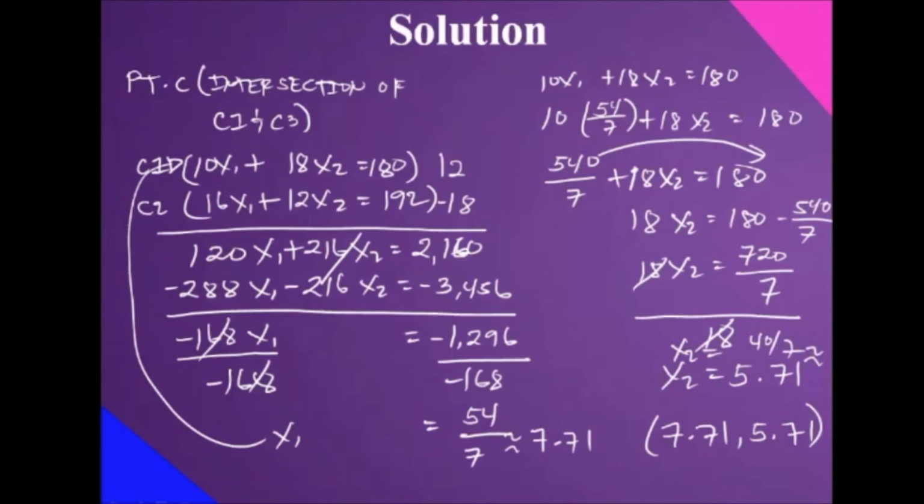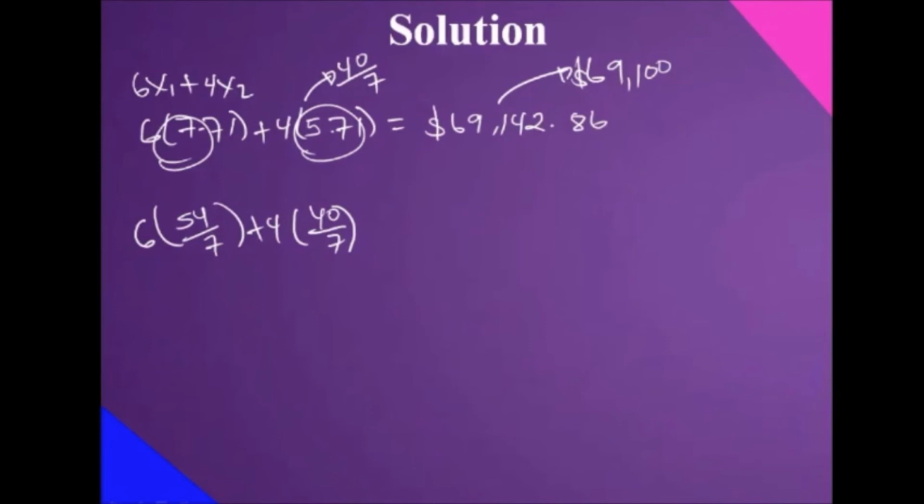Katumbas niya ay 5.71. Now, if ganyan ang ilalagay ninyo sa ating objective function, i-perform ninyo sa Calcu yan ngayon. 6 times 54 over 7 plus yung product ng 4 multiply sa ating 40 over 7. Bibigyan niya tayo ng exact na sagot kapag i-multiply mo siya sa 1,000 dahil naka $1,000 ang ating profit. Bibigyan tayo ng $69,142.86.